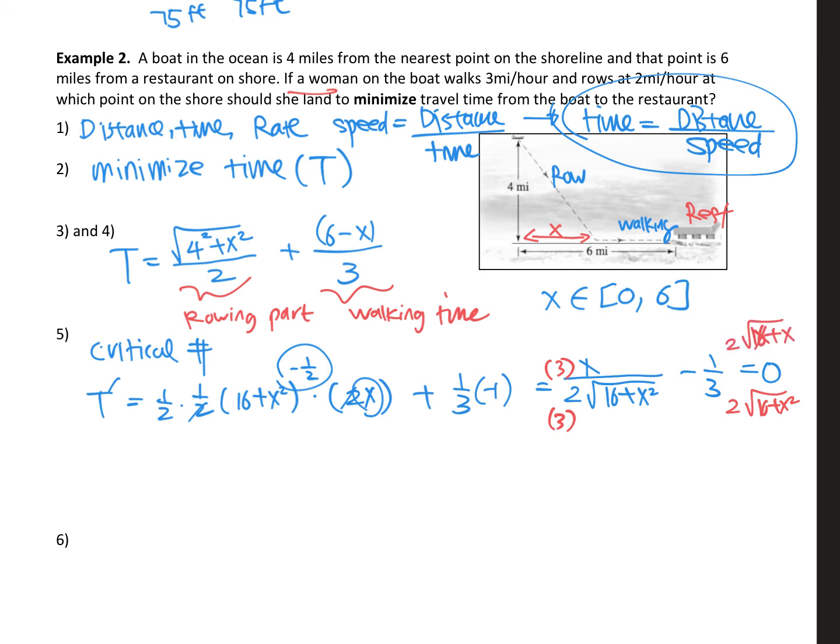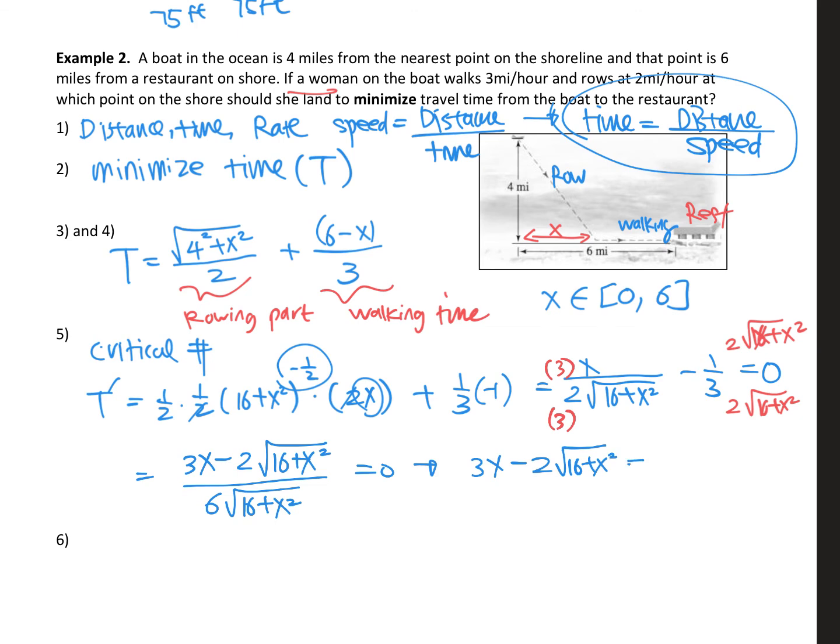16 plus x squared. Yikes. All right, so as a result, what I get is, on the bottom, I get 6 radical 16 plus x squared. I have 3x minus 2 radical 16 plus x squared is equal to 0. That means 3x minus 2 radical 16 plus x squared is equal to 0.